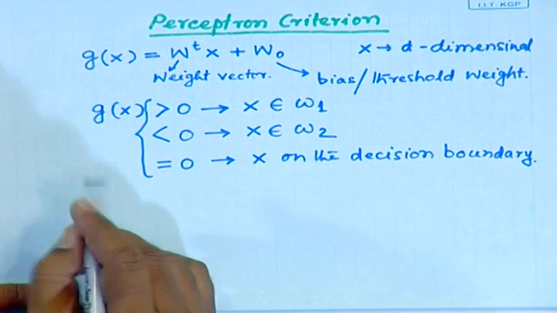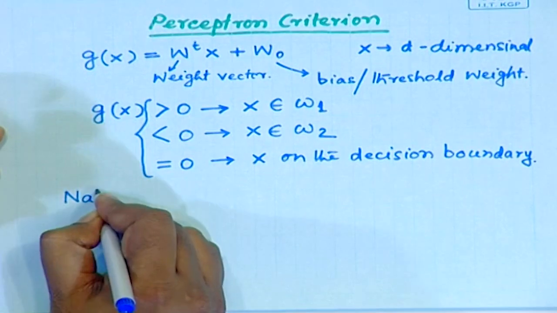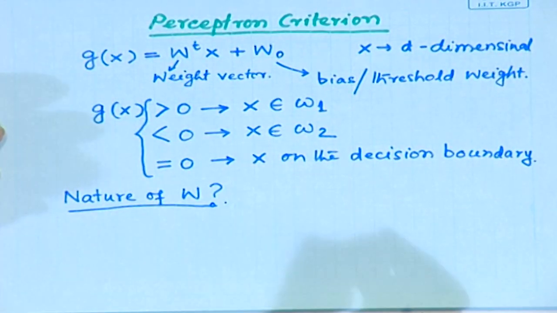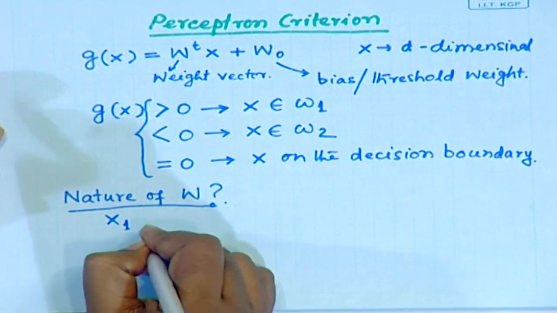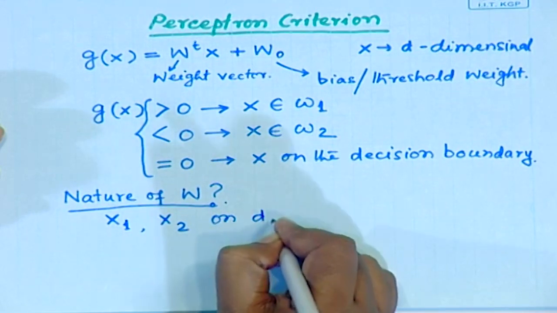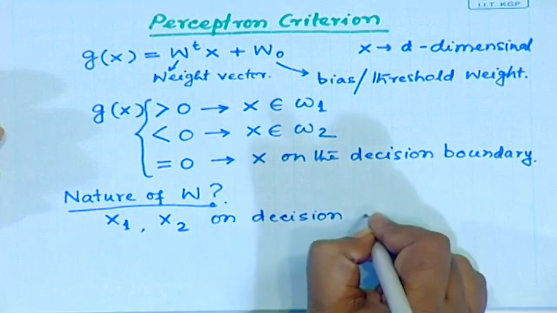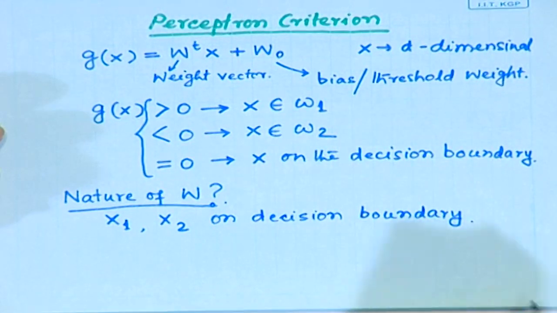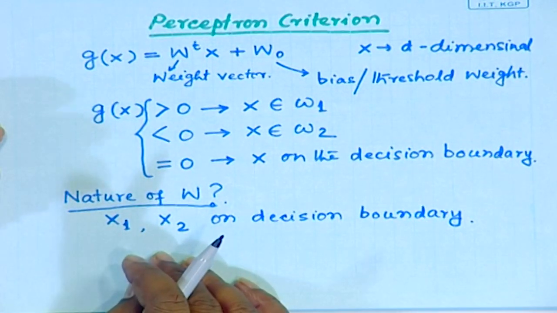Now, let us see what is the nature of this weight vector W. So, to find out the nature of the weight vector W, let us take 2 points x 1 and x 2 on the decision boundary. Now, because x 1 and x 2 are on the decision boundary, W transpose x 1 plus W naught and W transpose x 2 plus W naught are both equal to 0, because x 1 and x 2 are lying on the decision boundary.